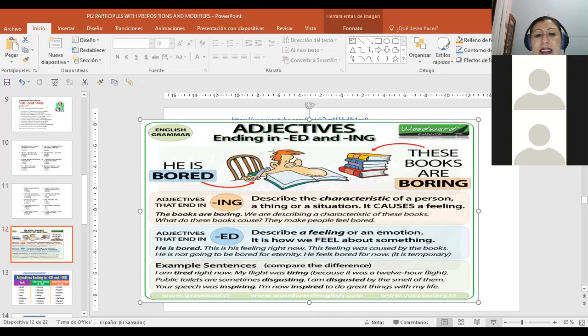Examples of sentences to compare the difference. I am tired right now. My flight was tiring because it was a 12-hour flight. Vean este. Estoy cansada ahora. Mi vuelo fue cansado. Vean, tired y tiring. Y luego hay entre paréntesis como la explicación, ¿verdad? Because it was a 12-hour flight. Porque fue un vuelo de 12 horas.